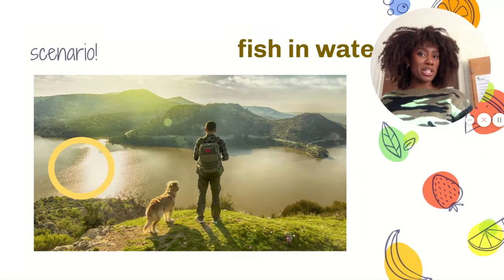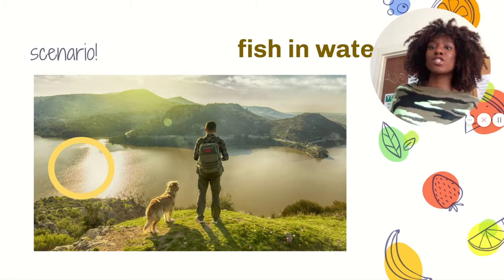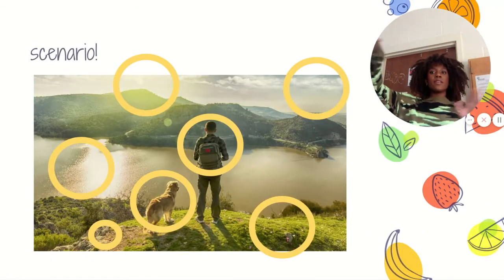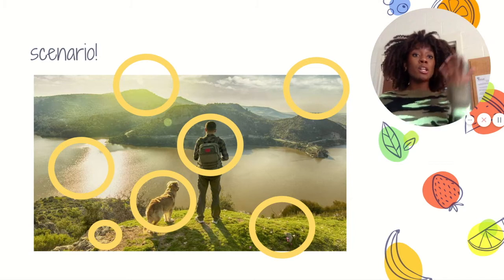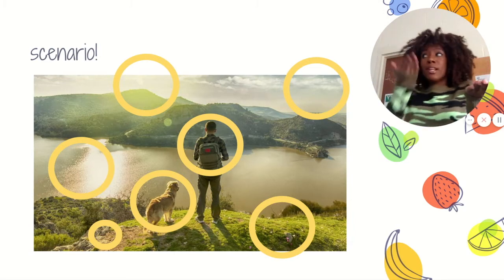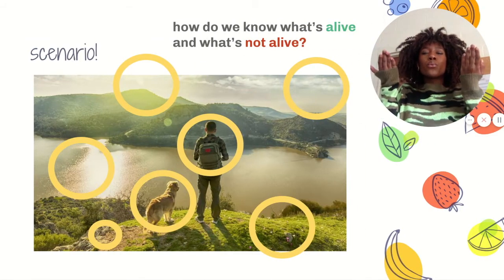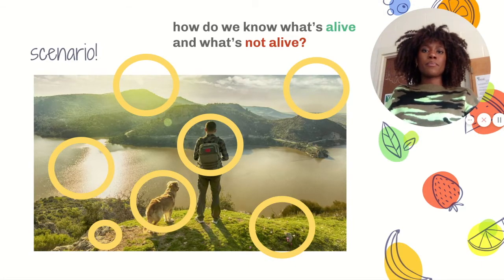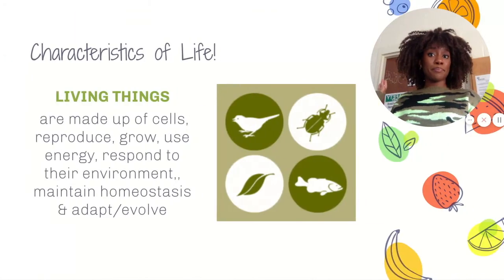There's lots of water in this picture. Or you might have even thought about, oh, I can't really see them, but I know that there's probably fish somewhere in this water. Sunlight. All the things that are in the environment that you can see while you're on this walk. Now, every single thing is going to fit into one of two categories. It's either going to be living, alive, or it's going to be non-living, not alive. So how do we know what exactly is alive and what's not alive? Like I said, everything on Earth is either living or non-living.